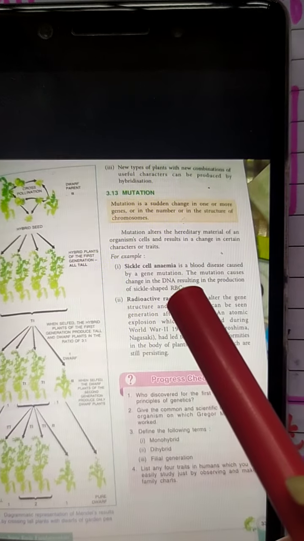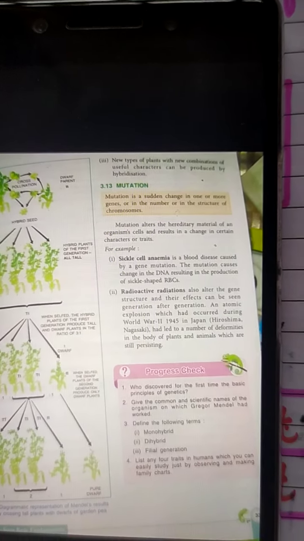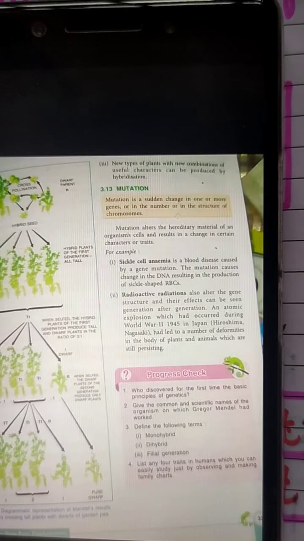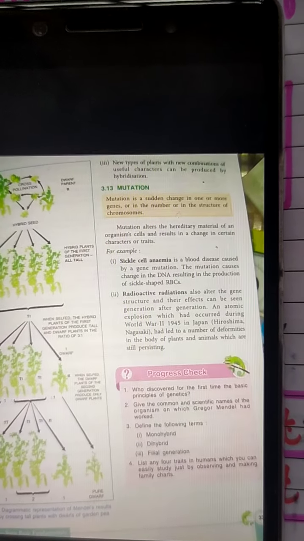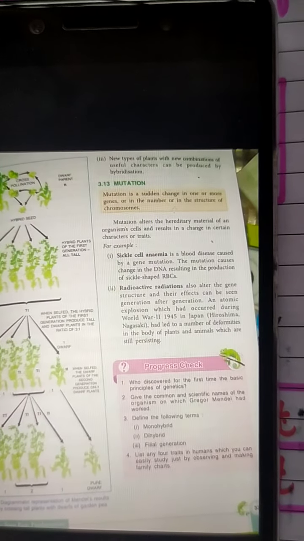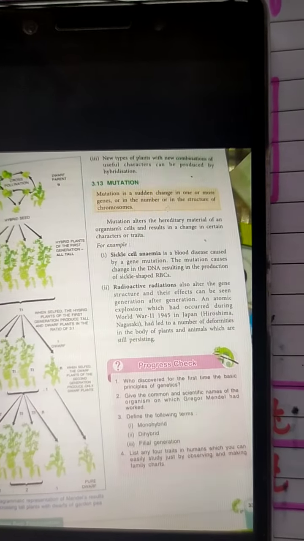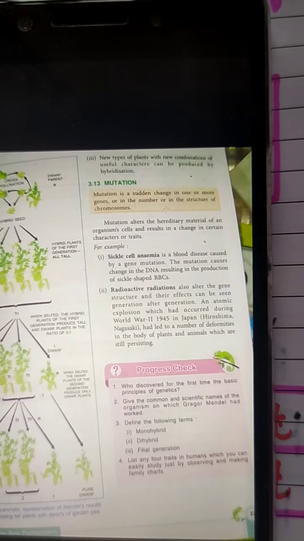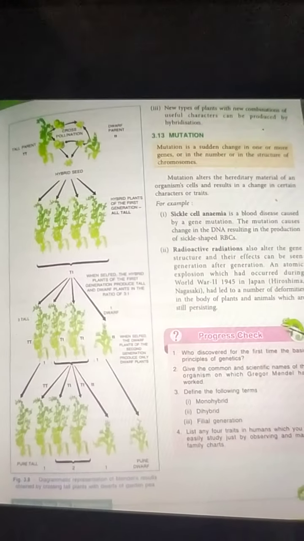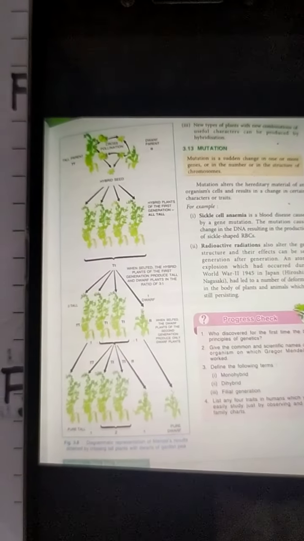Sickle cell anemia is a blood disease which is caused by gene mutation. And a sickle-shaped RBC is produced. Radioactive radiations also produce a lot of genetic defects and deformities in the body of both plants and animals. So this was all about genetics.